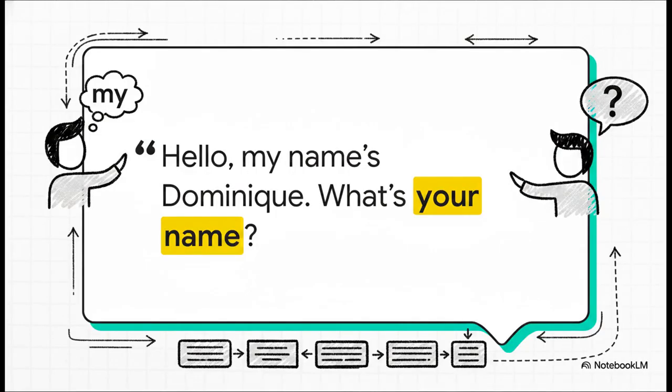Look at how they start. Dominique introduces herself by saying, "Hello, my name's Dominique. What's your name?" I mean, this is probably the most famous sentence in the English language, right? Notice how, right off the bat, she claims ownership of her own name with my, and then politely flips it to ask about Rainer's name using your. It's simple, it's direct, and it totally relies on possessive adjectives.